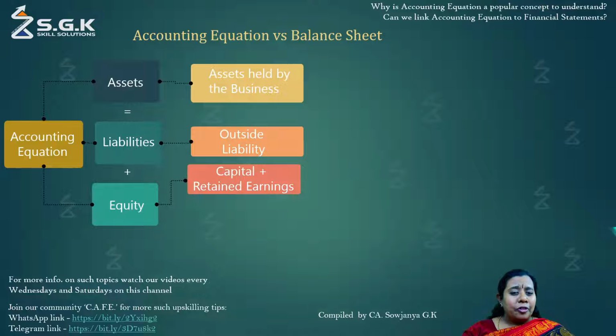Do we have a further breakdown of the equation? Yes, at this level we do. What would that be? Capital is the money invested by the owner or the promoter who starts the business. But what about retained earnings? As the name suggests, it's retained earnings. Earnings are an excess of revenue over the expenses.